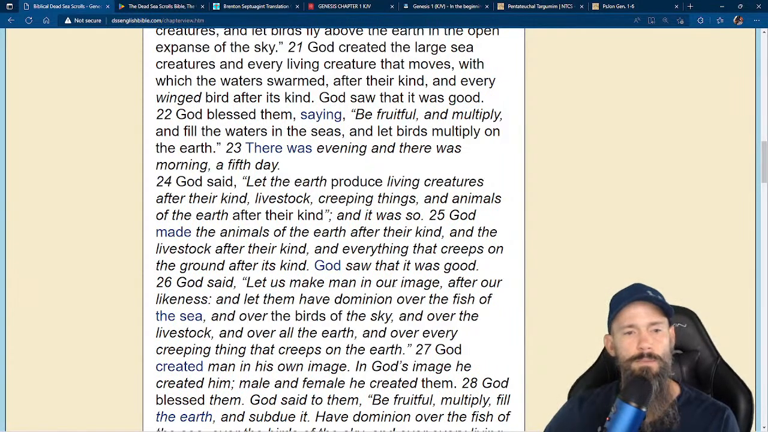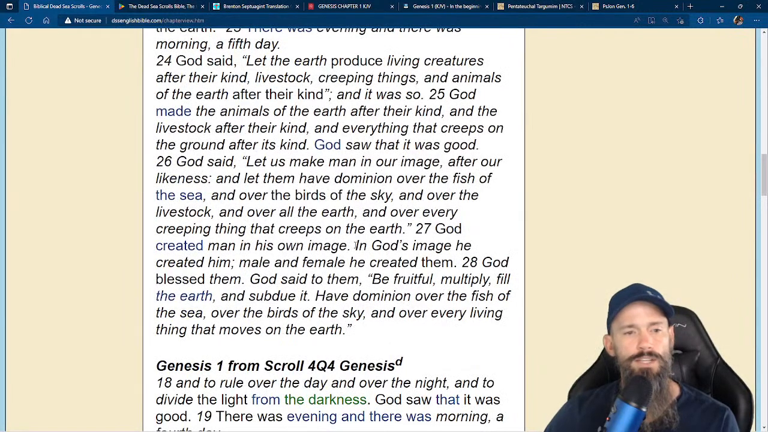Yahuwah said, let us make man in our image, after our likeness, and let them have dominion over the fish of the sea, and over the birds of the air, and over the livestock, and over all the earth, and over every creeping thing that creeps on the earth. Yahuwah created man in his own image. In Yahuwah's image he created him, male and female he created them. Yahuwah blessed them. Yahuwah said to them, be fruitful, multiply, fill the earth, and subdue it. Have dominion over the fish of the sea, over the birds of the sky, and over every living thing that moves on the earth.